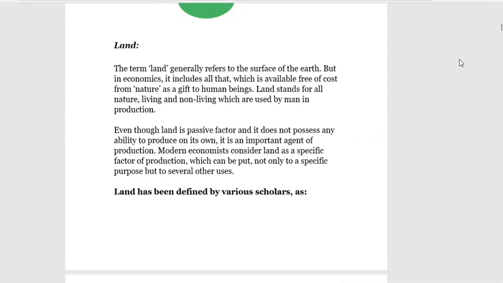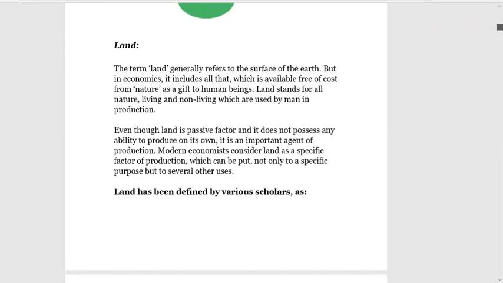Land means what? Here in economics, land means not only the empty land which is lying beside us. Land means the agricultural land, the mining, the lands which are used for construction of factory sheds and everything, all included in land.